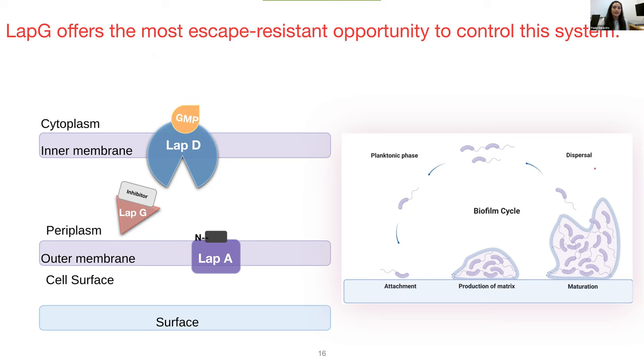And so now I can go over a little more. What is the strategy that we can choose to design these inhibitors?